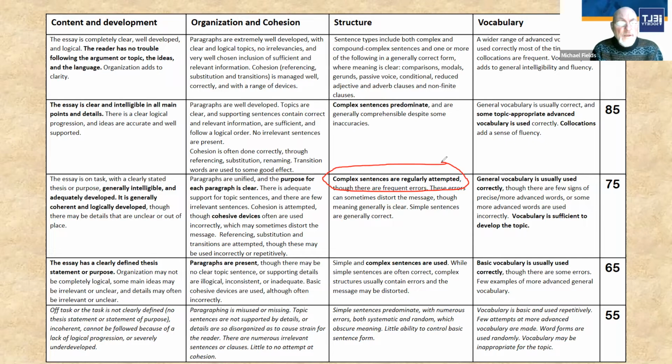So if we don't see complex sentences used regularly, we're not going to go higher than a C, no matter what other aspects of grammar we might see, right? And here's this bold or this ceiling, complex sentences predominate. So we want to see mostly complex sentences. And if we don't, we need to see that, or else we can't give the B grade.